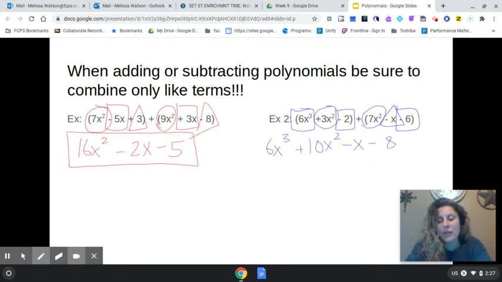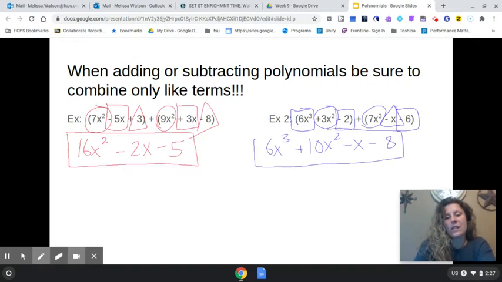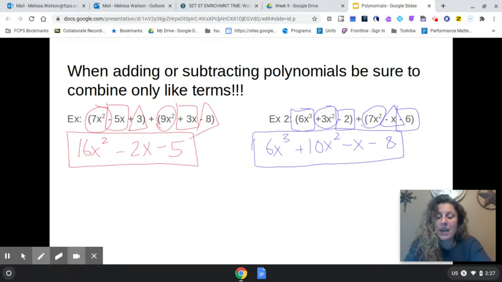Notice that I went from two trinomials to a polynomial with 4 terms here because, again, that 6x cubed had nothing like that we could combine it with. And same thing with the linear x term. So the negative x, again, had no like terms, so we just brought it down. So our answer is a polynomial that has 4 terms, whereas when we were looking at the original example, we were trying to add 2 trinomials together. So again, just be careful that you only combine like terms together.